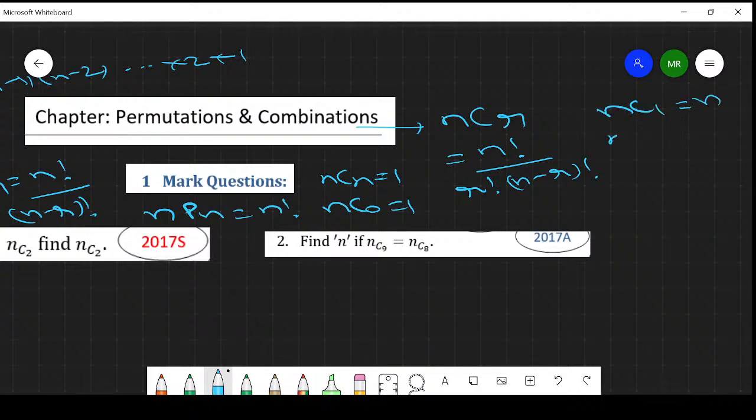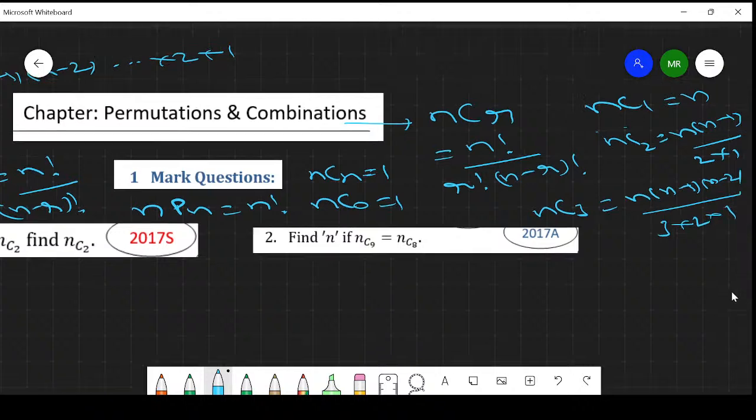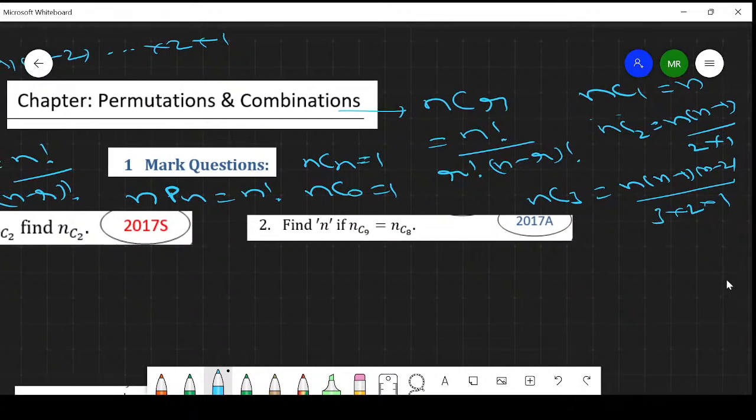nC1 is n. When they are talking about nC2, you can use this formula, or I can write n into n minus 1 by 2, consecutive factors. For example, you want nC3. After simplification of the factorials, nC3 is n into n minus 1, n minus 2 by 3 into 2 into 1. Like this I can find nC3 or use the nCr formula.